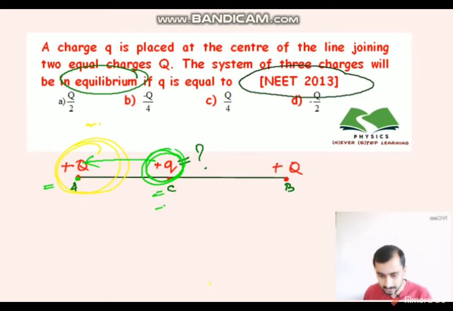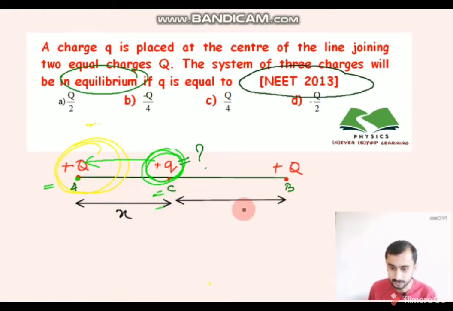Now let's consider the distance of separation. Let this distance of separation be x. Now what about this distance of separation? That is also x. Why? Because point C is the midpoint of these two charges. The charge plus q, small q, is kept at the midpoint of the line joining these two charges. Therefore both the distances, from A to C and from B to C, must be equal. So let's consider that as x.